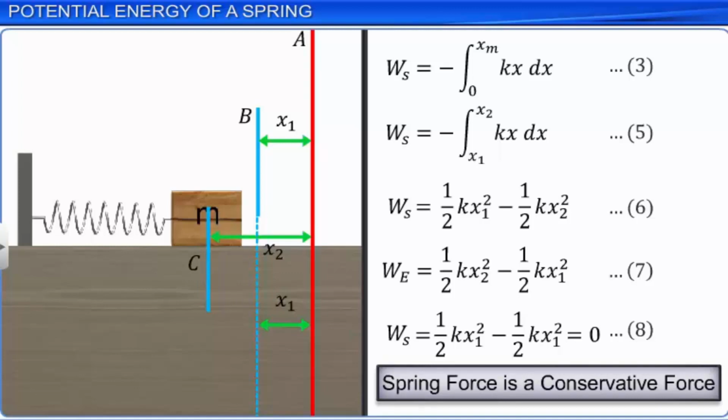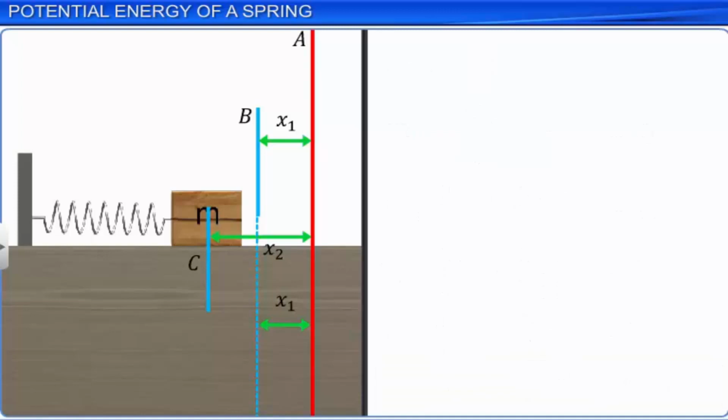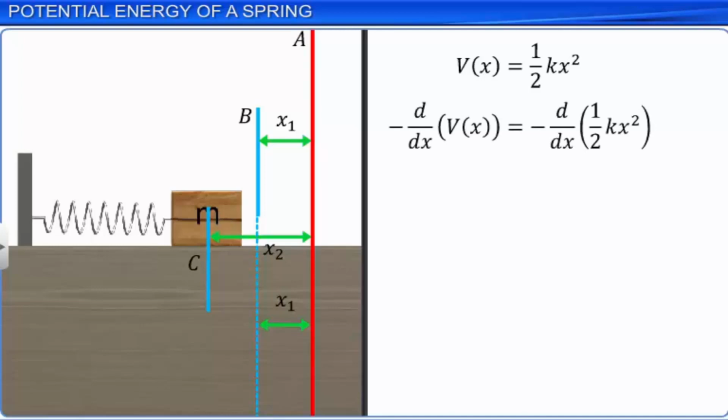Thus, we define the potential energy V of x of the spring as 0 when the system of the block and the spring is in equilibrium position. For any extension or compression x of the spring, we have V of x is equal to half kx square. Taking the derivative of the equation of potential energy of the spring, we get minus d by dx V of x is equal to minus d by dx half kx square.